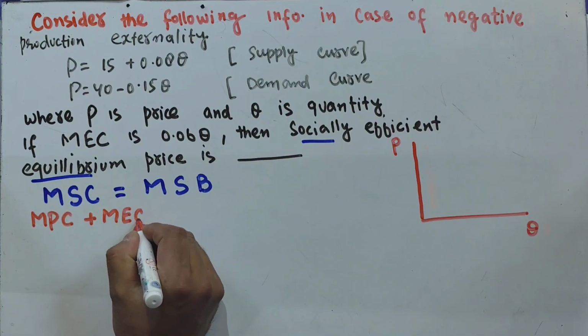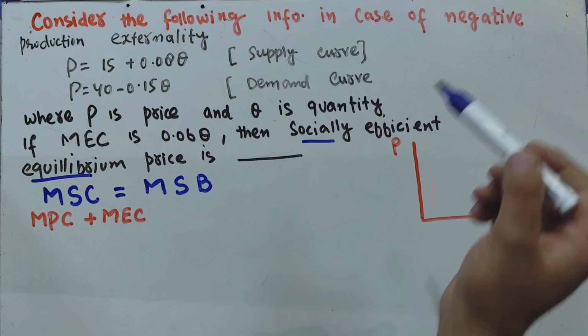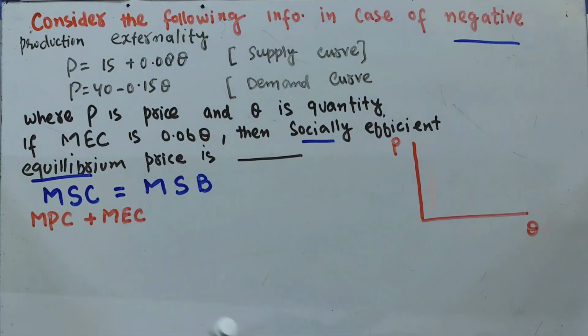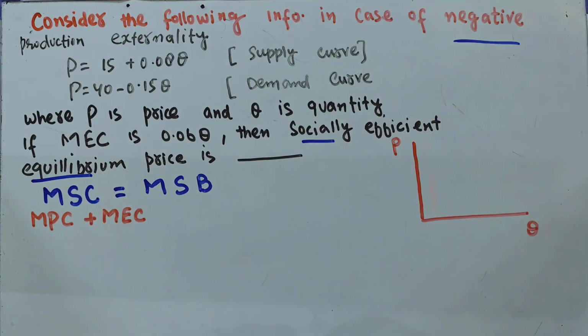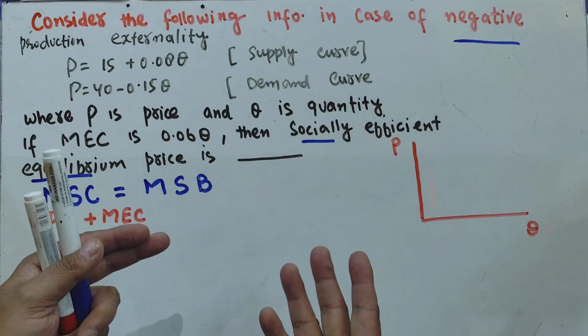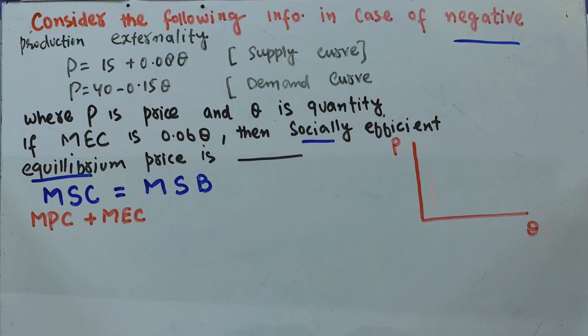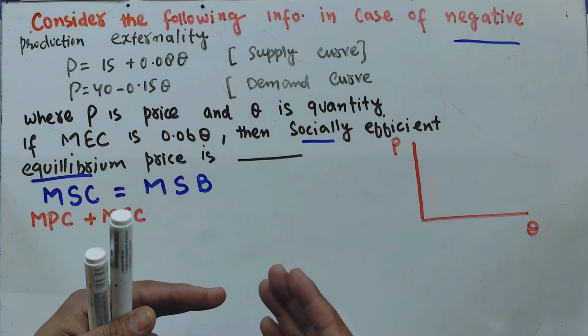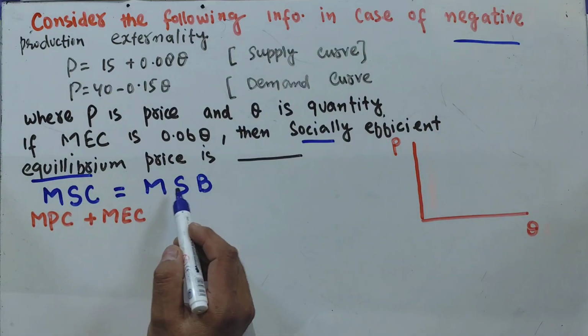Now, how does this marginal external cost arise in this case? We have the negative production externality. By negative production externality, it occurs when the production of a good or a service imposes a cost on the third party. Let us suppose a factory polluting a river which harms the local fishermen or the residents' health. Okay, so if a factory is polluting, it affects the third party here, that is the fishermen or the residents. So to find out the socially efficient equilibrium price in case of negative production externality, we need to equate marginal social cost with the marginal social benefit.